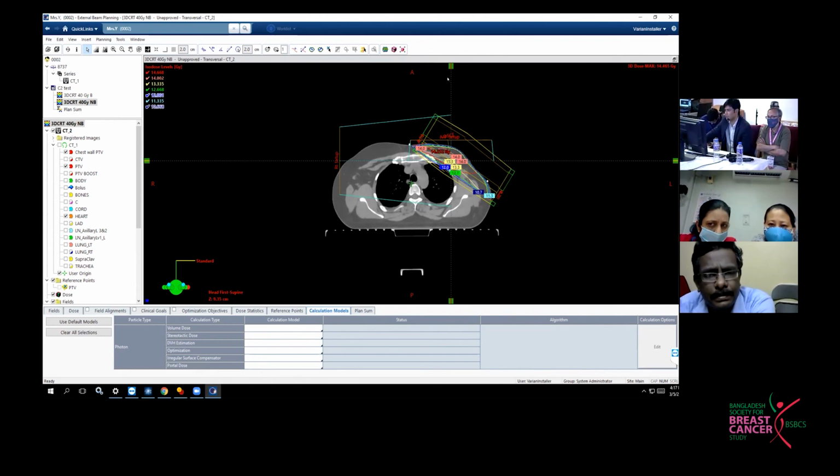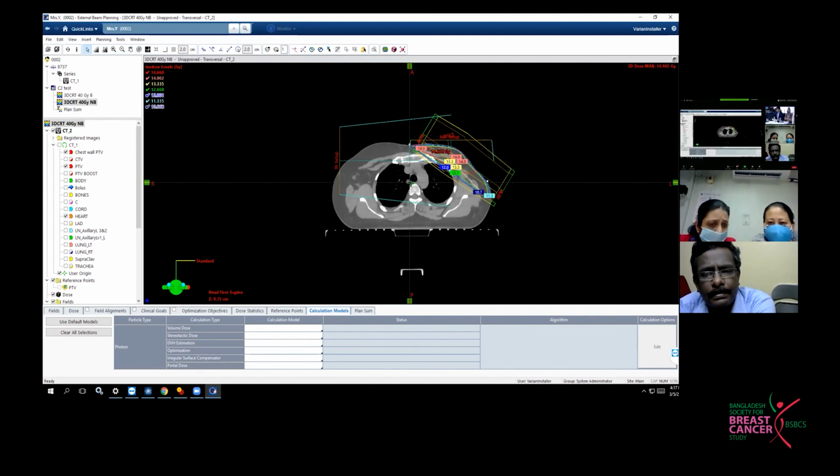Lead wire? This wire on the chest wall, while we do simulation. That is very, very important, to wire all the scars that are there. I mean, for lumpectomy. Sorry, ma'am, not for the scar, for midline and lateral border.